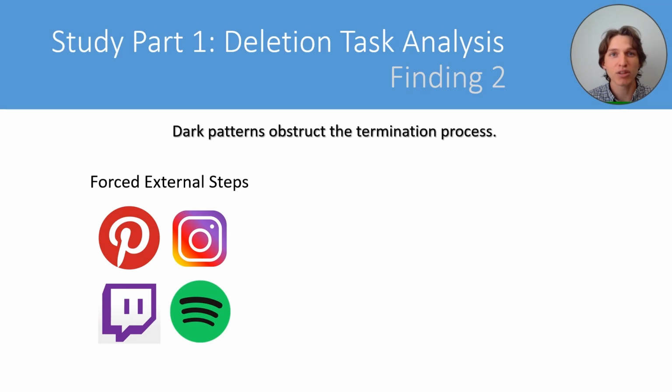We analyzed all of the account deletion screenshots for dark patterns, finding that dark patterns do obstruct the termination process. Most commonly, we found forced external steps. For example, on Pinterest, you have to confirm your termination in an external email. Oddly, you can make a Pinterest account without a valid email address, meaning you may be stuck with an undeletable account.